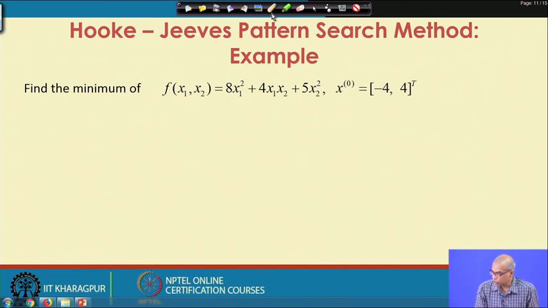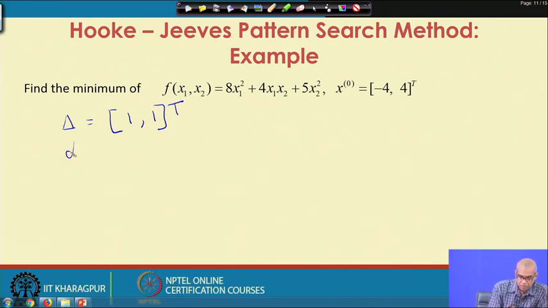To start with, I have to define the step size. Let us consider the step size as one. I have to consider the step reduction factor alpha, let us consider this as 2. I also have to consider the termination parameter epsilon, let us say 10 to the power minus 4. So, these are the values we will initially assign.